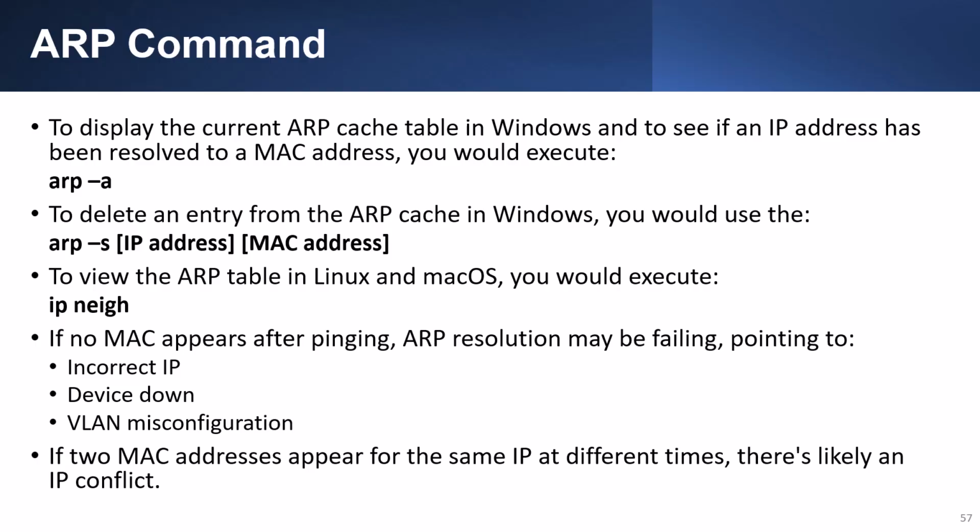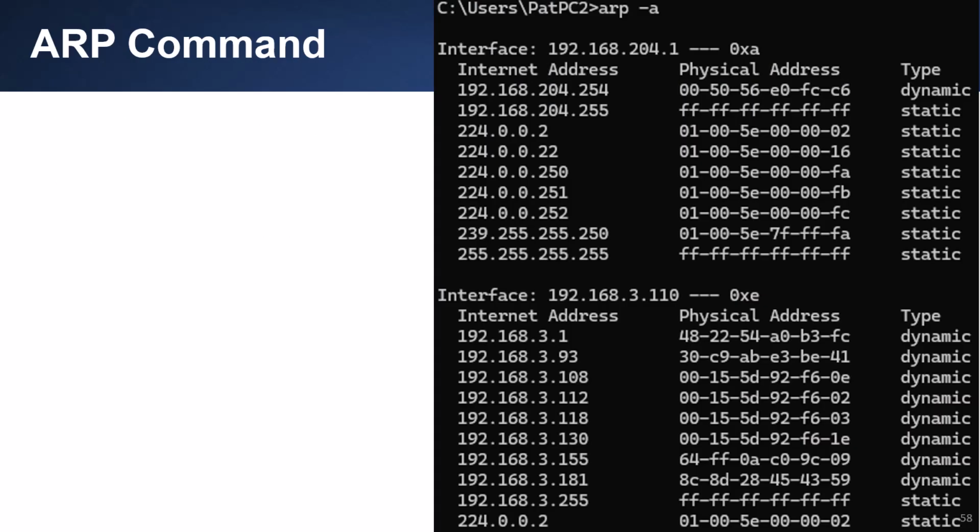If no MAC appears after pinging, ARP resolution may be failing, which points to an incorrect IP, devices down, or VLAN misconfiguration. If two MAC addresses appear for the same IP at different times, there is likely an IP conflict. Here is a demonstration running the ARP -a command in Windows.